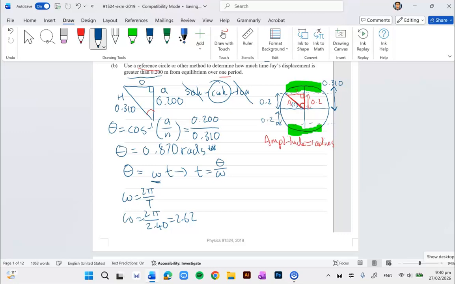Now remember this, we want to find the whole circle, so we actually have to multiply our angle by 4, because we only found the angle for a quarter of the circle, but we obviously want to take into consideration all 4 parts, right? So our final value is going to be 0.870 times 4 divided by 2.62. And that should give you an answer of 1.33, rounded to 3 significant figures.